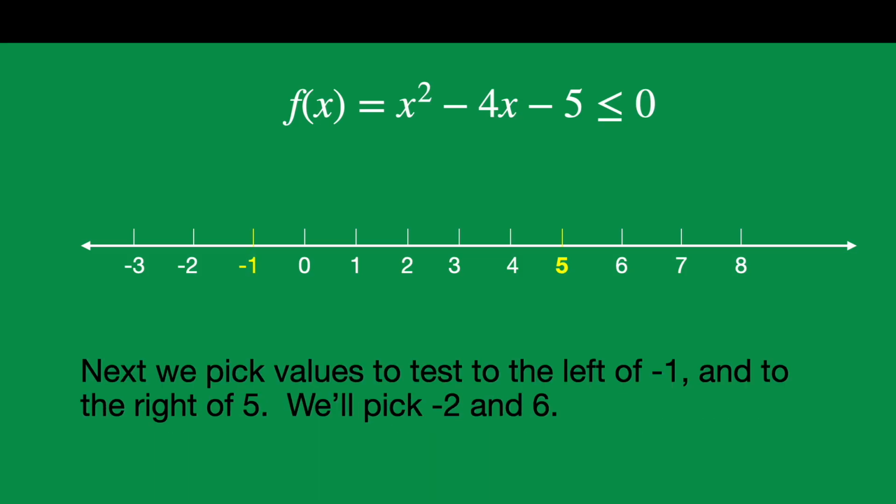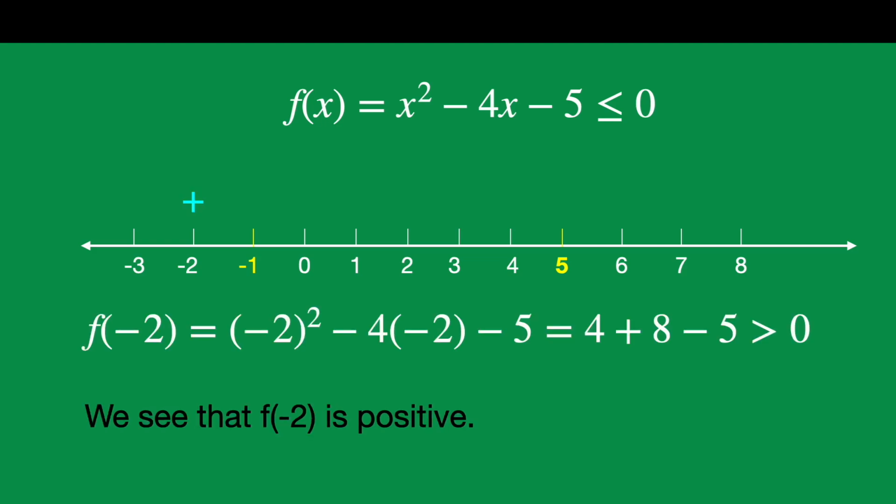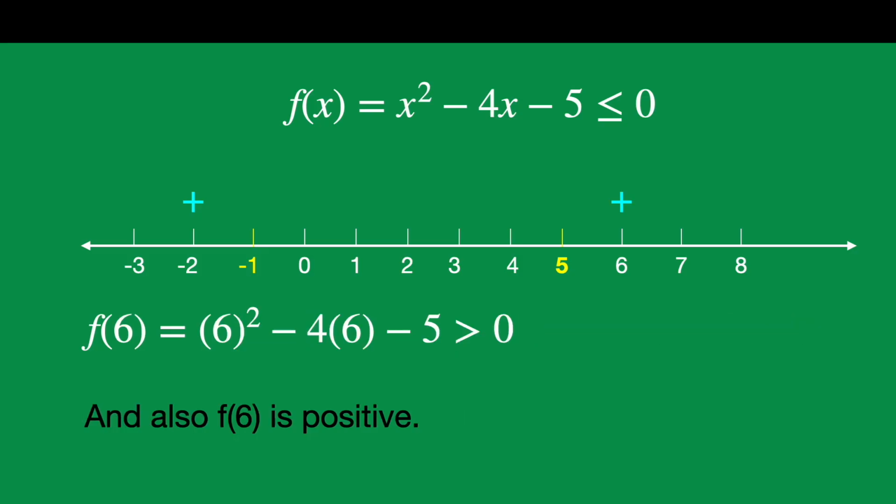Next, we pick some values to the left of minus 1 and to the right of 5. We'll just pick minus 2 and 6. We see that f of minus 2, that is the polynomial evaluated at minus 2, is positive. So we're north of the river. And also f of 6, which is the polynomial evaluated at 6, is also positive. So we're north of the river there.